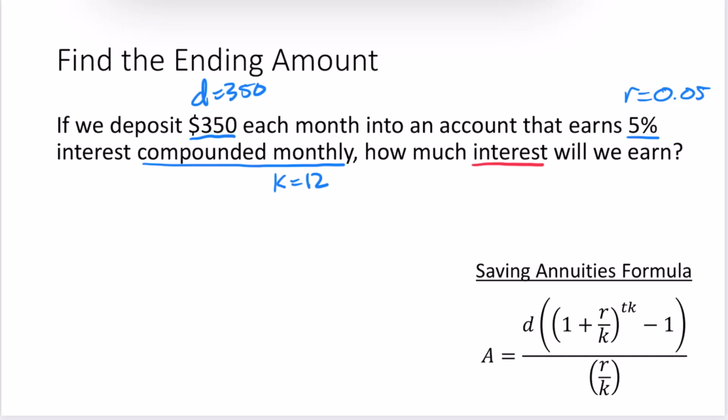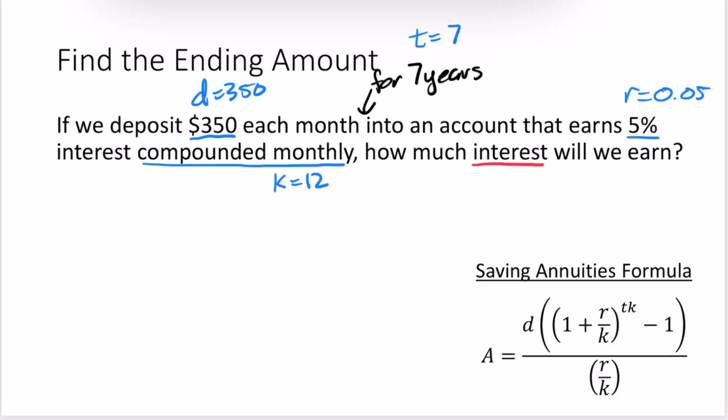Now, this problem I think is actually missing a piece of information. It should say that we want to deposit $350 each month for 7 years. So I apologize that there's a typo there. Because that piece of information is also important because we need to know what T is.